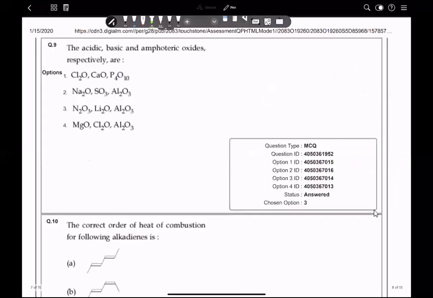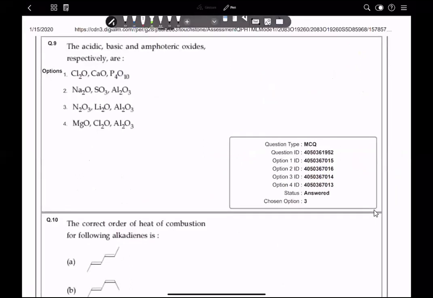Question number 9 asks for the acidic, basic, and amphoteric oxides respectively. Generally non-metal oxides are acidic, metallic oxides are basic, and amphoteric oxides can be Al2O3 or zinc oxide. So as per the question, Cl2O is an acidic oxide, CaO and MgO are basic oxides, and Al2O3 is an amphoteric oxide, while N2O3 will be an acidic oxide. So with this we can write answer 3.